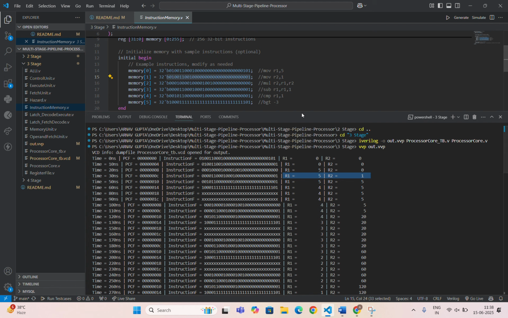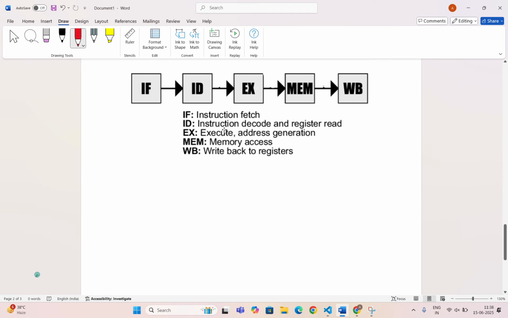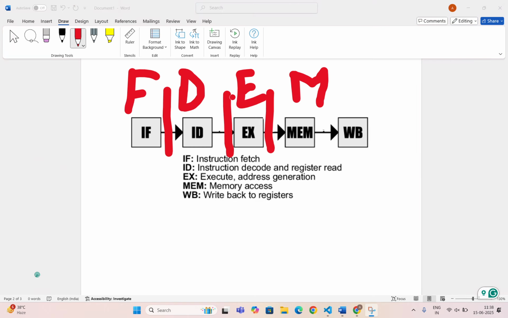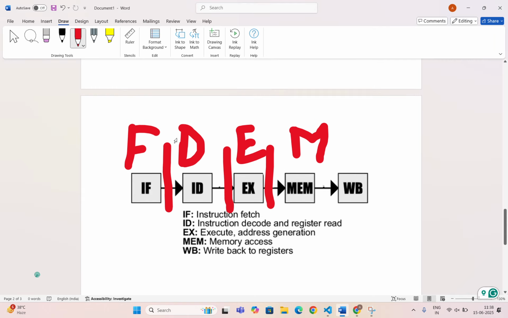Now I will illustrate what a 4-stage pipeline processor is. In a 4-stage pipeline processor, I have introduced 3 latches. There is a fetch-decode latch and a decode-execute latch, just like the previous one, and there is another latch, which is the execute-memory latch.